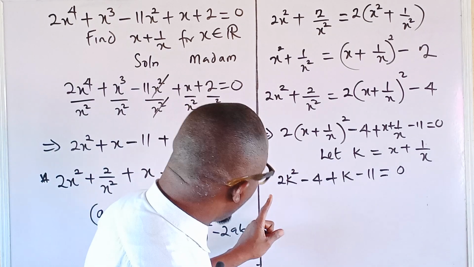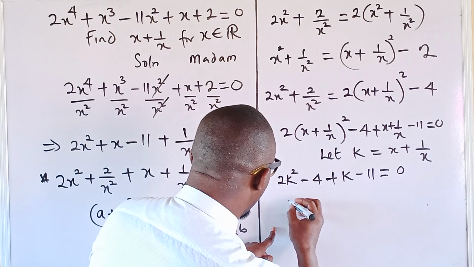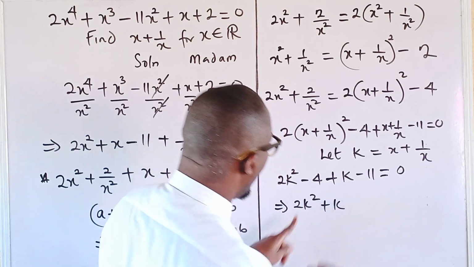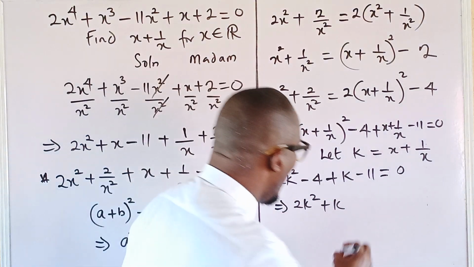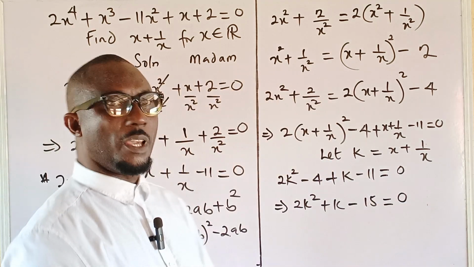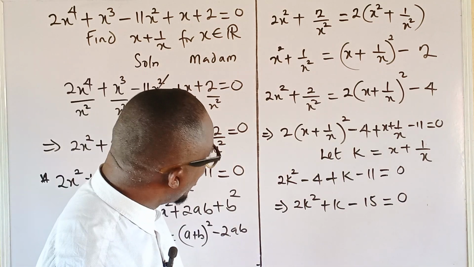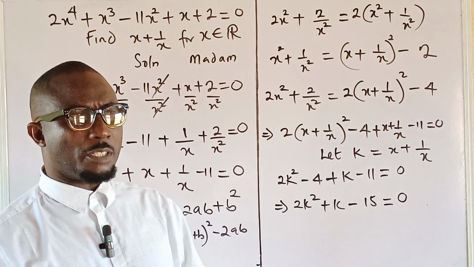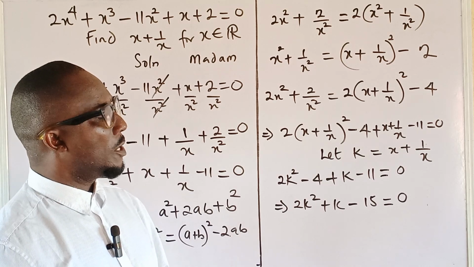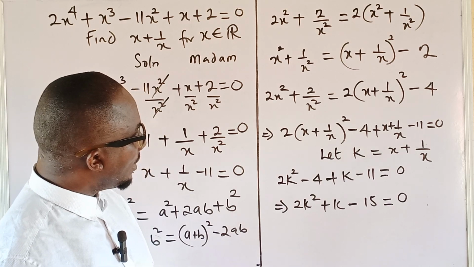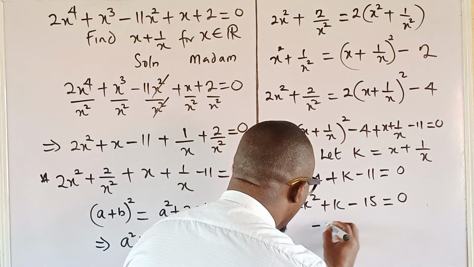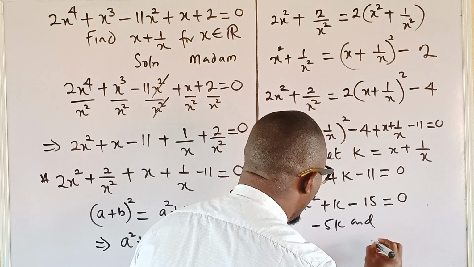Clean it up. That should be a collection of like terms. 2k squared is alone. We write 2k squared, k plus k, negative 4 added to negative 11. That will give us negative 15 equal to 0. Then this is a quadratic equation that I guess is factorable. 2 multiplied by negative 15 will be negative 30. Two factors of 30 that can be added to give 1 should be negative 5k and 6k.